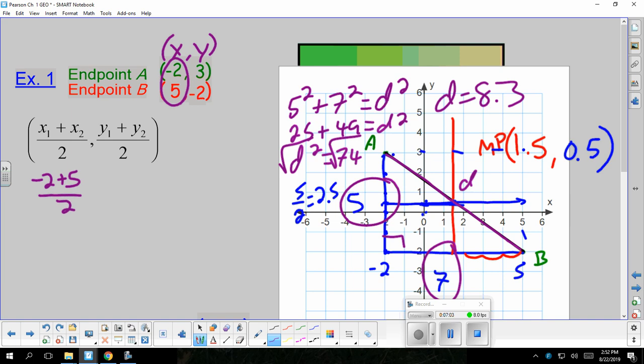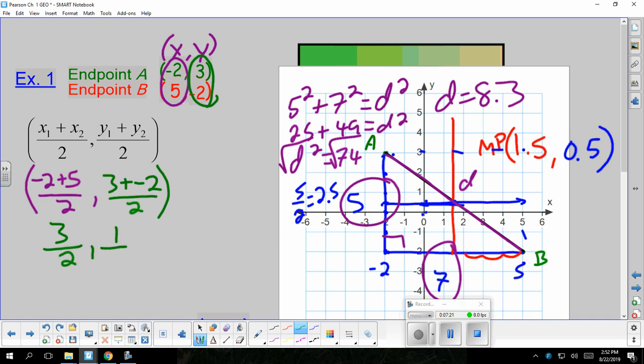That'll give me the x coordinate of my midpoint. And then let's put our y coordinates together. 3 plus -2 divided by 2. So I end up with 3 over 2 and 1 over 2. Is that the same thing I found for the midpoint over here? Yeah, right? That's 1.5 and 0.5. Okay. So that's how to find the midpoint using that formula.